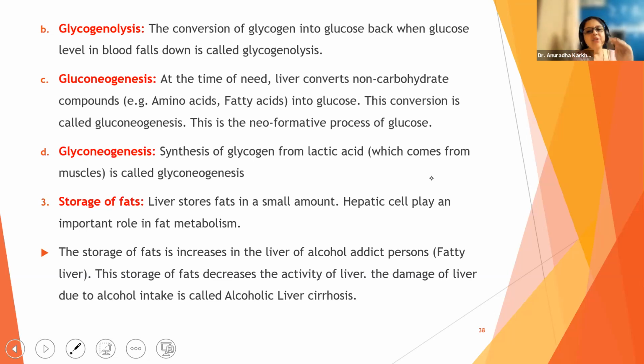Okay, up to here it is okay, right? Now comes the twist in the story. What does it see? Gluconeogenesis. Neo means new. Okay, so what exactly is this gluconeogenesis? At the time of need, the liver converts non-carbohydrate compounds like amino acids and fatty acids into glucose.